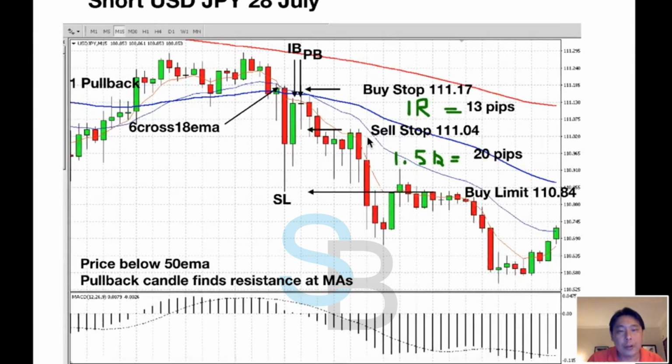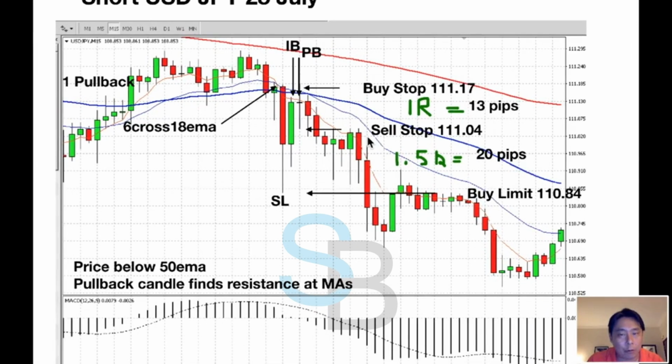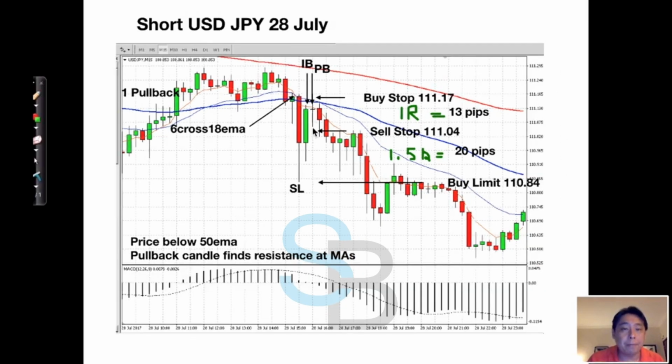Again, is this a low risk trade? Yes, because it's a clear downtrend. 6 EMA below 18, 18 below 50, 50 below 200, all sloping down. Clear downtrend. Again, you have to check the H1 candles. The H1 hourly candles must be in a downtrend as well, finding resistance at the moving averages. That is also an important feature.